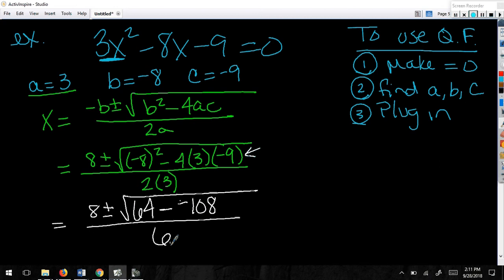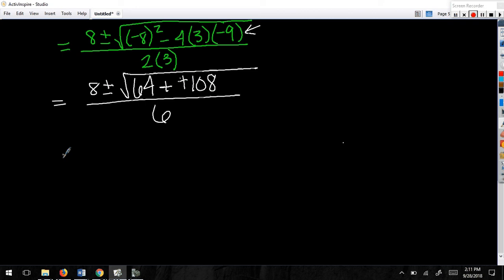So under the radical, remember, I'm showing you where you're going to mess up, because I see this all the time. Watch these signs. Subtracting a negative is the same thing as what? Adding a positive. That's exactly right. Okay? So this is actually going to become 8 plus or minus the square root of 64 plus 108 is what? 1.